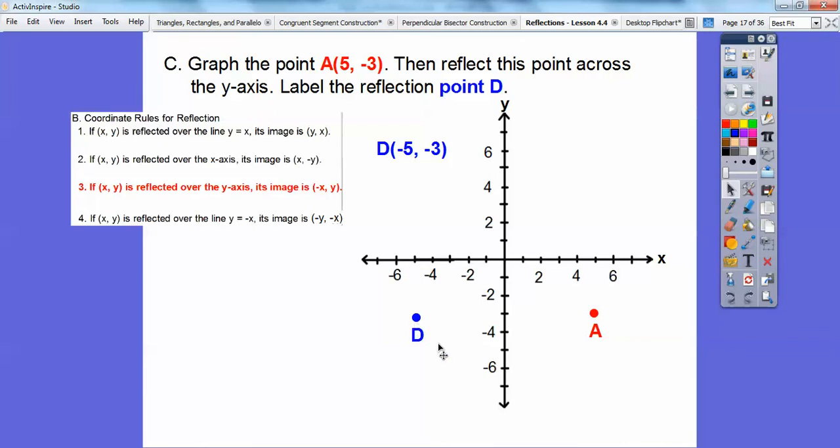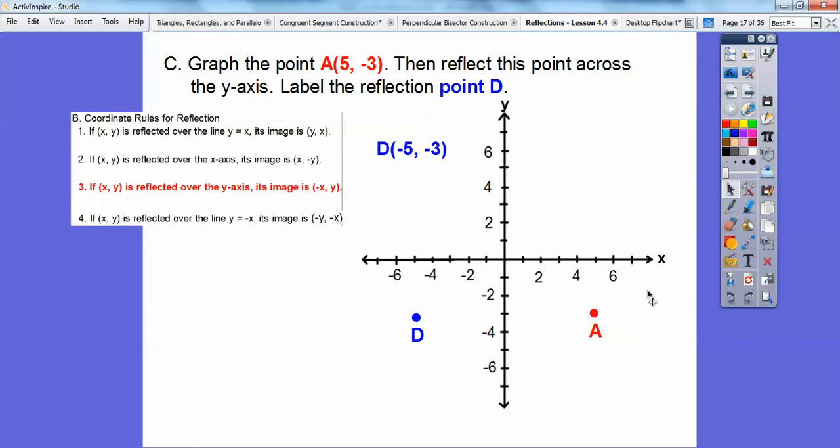Now here's the y-axis. Pretend like that's a mirror, or pretend like it's on your piece of paper and you can fold it right in half. If I can fold it right down that line, this reflection point would fold right on top of that point. And that's what a reflection is. It's your folding point where this point would fold right over there.